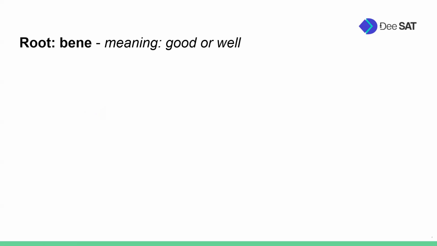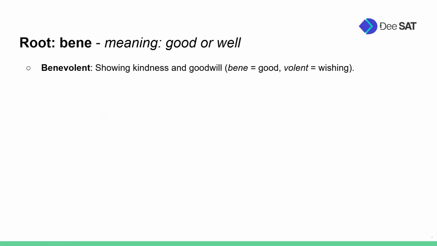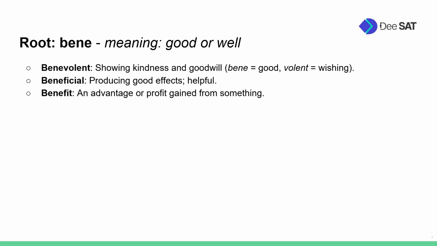The next root is bene, which means good or well. We have the word benevolent. Now again, the root meaning itself suggested that the meaning is going to be something positive. Volent means wishing. So benevolent would ultimately sum up to be someone who's showing kindness and goodwill. Beneficial, again with a positive undertone, means something which is producing good effects and is helpful. Benefit would mean an advantage or profit gained from something.